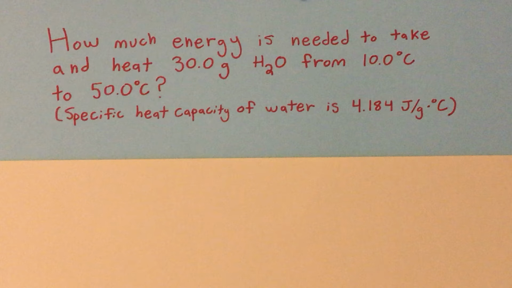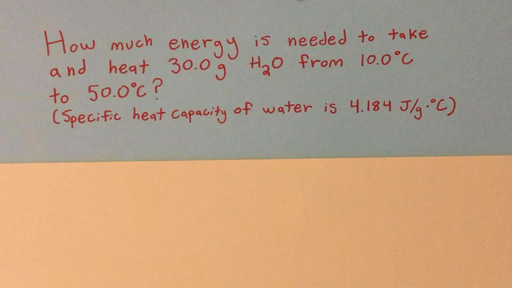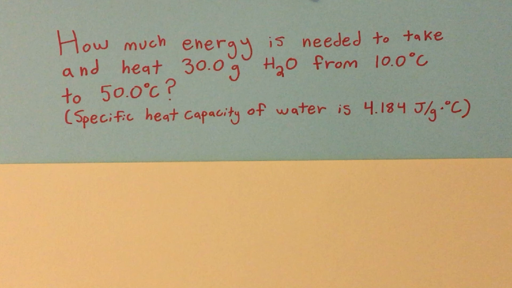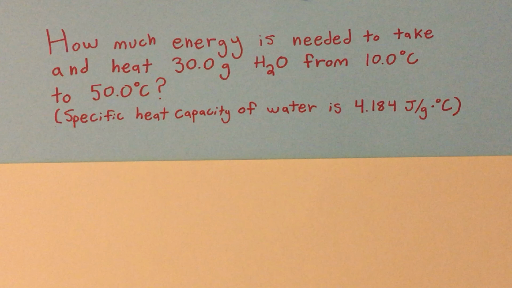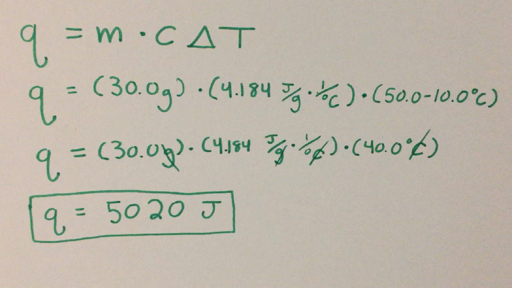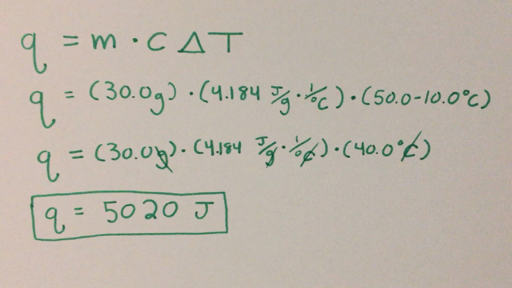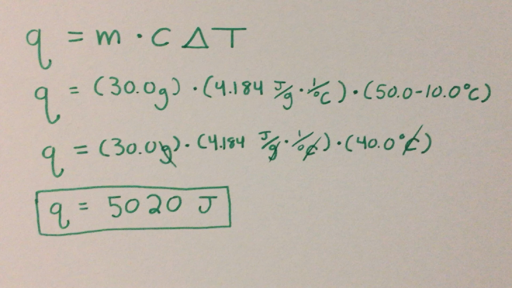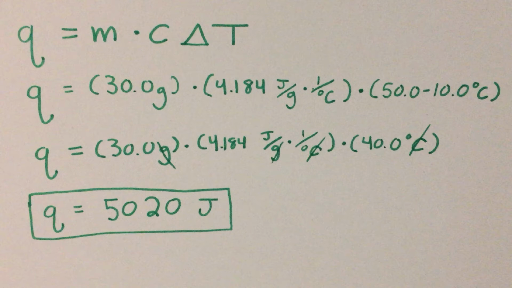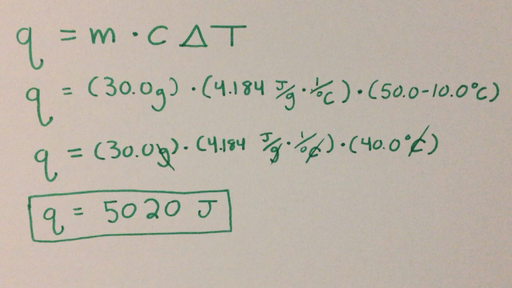Here is a practice problem using the formula that you just learned. Please pause the video now and you can practice solving the problem. The correct answer is approximately 5,020 joules. The work shows how to correctly plug known variables into the equation and algebraically solve for the unknown, which was Q.